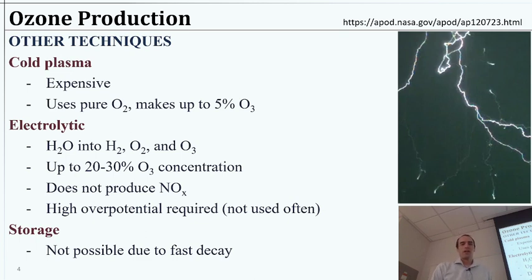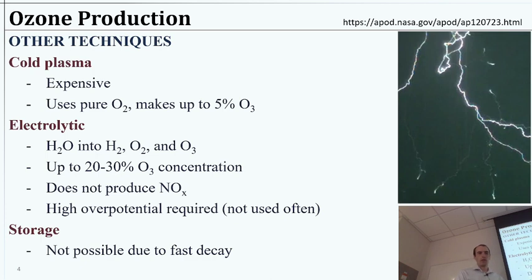Okay, so a few other techniques we can form ozone. There's a cold plasma technique. It's kind of expensive, uses pure oxygen, and you can generate up to about 5% ozone. Electrolytic, we can split water into hydrogen gas, oxygen gas, and ozone. You'll end up forming all three. You can get up to about 20 to 30% ozone concentration there.